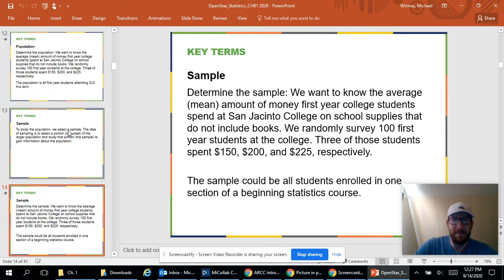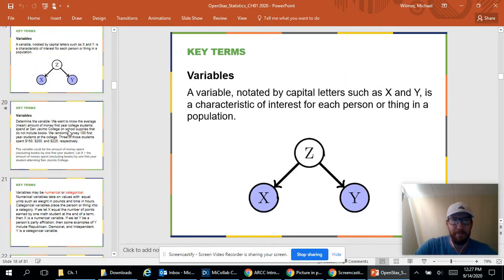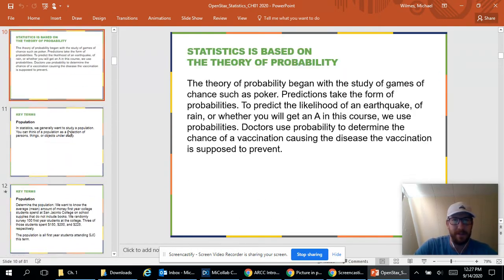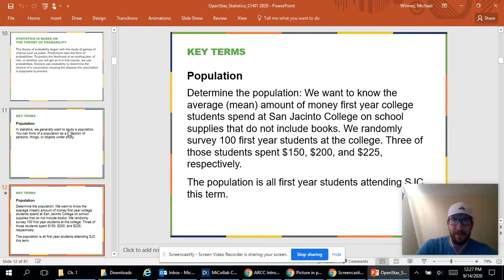And we've seen a lot of these before: population, sample, statistic, variable, and data. Pretty straightforward. It's a few new ones, possibly. So population is our overall large scope picture of what we're looking at. Collection of people, things, objects, whatever we're going to study, whatever that full big picture is.